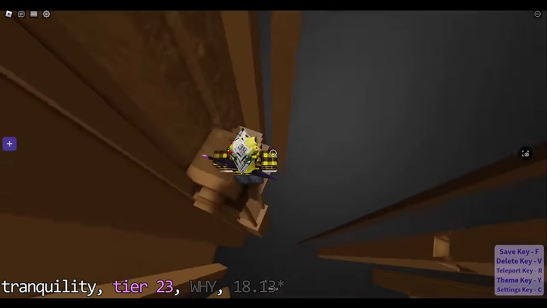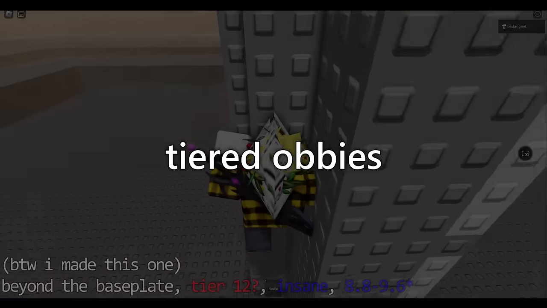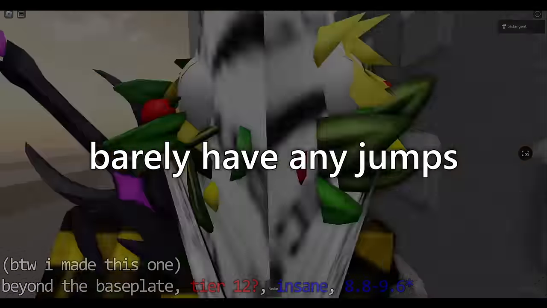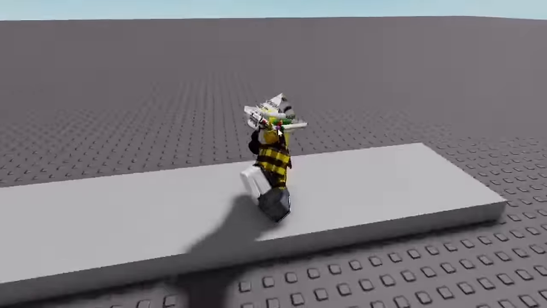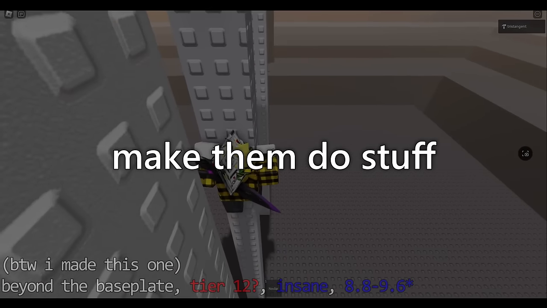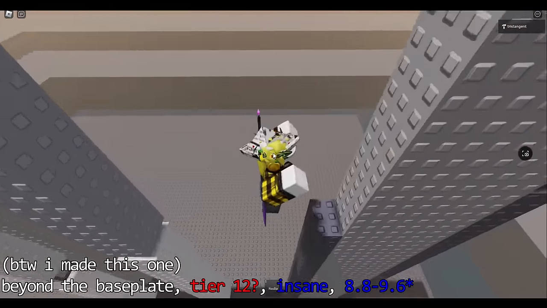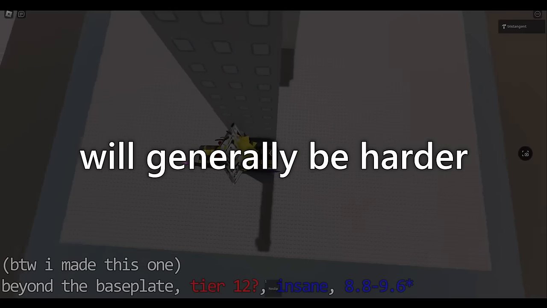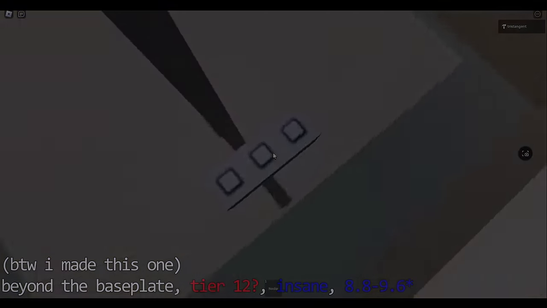Anyways, that's what the tier system is, so now let's get into the obbies themselves. Tiered obbies are generally themed, kinda, purest obbies that barely have any jumps, say 10 to 20 at best. Purest meaning that there aren't any client objects, which is this kind of stuff, which are parts that have scripts inside them that make them do stuff, so like conveyor belts and spinning parts, things like that. Generally, that's the idea behind them. This means that these obbies will generally be harder to compensate for that, which means the difficulty can feel way off from what you're used to.